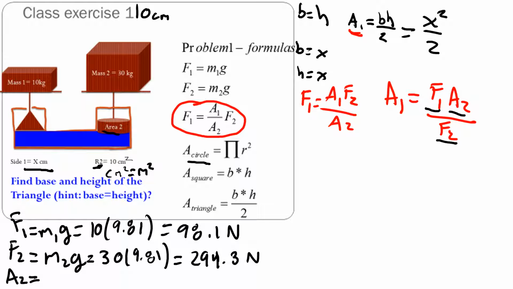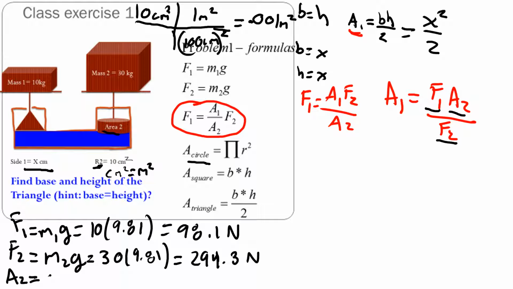Okay, 10 centimeters squared times 1 meter squared, which is the same as 100 centimeters all squared. And if we do this dimensional analysis, we find out that 10 centimeters squared is the same as 0.001 meters squared. So now we can plug it in our formula.